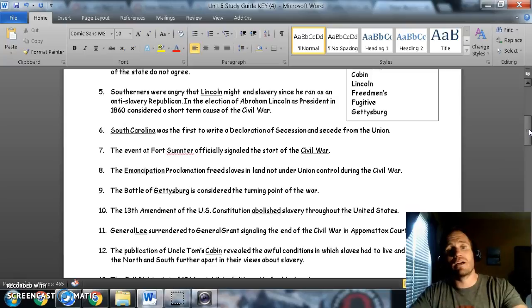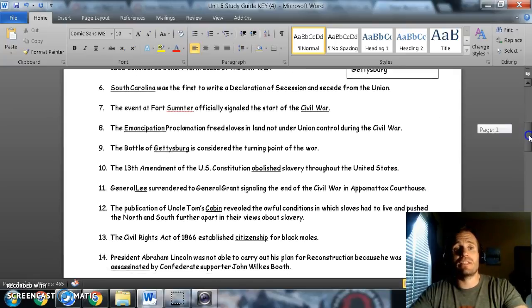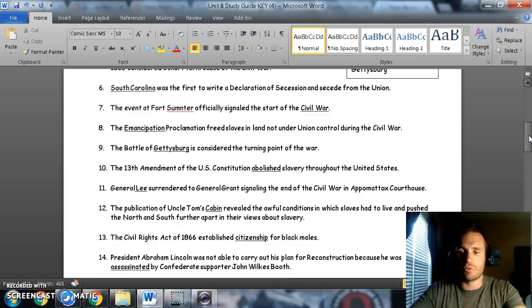Number six, South Carolina was the first to write a declaration of secession and secede, or leave the Union, or leave the United States. Number seven, the event at Fort Sumter officially signaled the start of the Civil War. If you ever get the opportunity to go check out Fort Sumter in Charleston, South Carolina, please make sure you do so. It's a really cool experience.